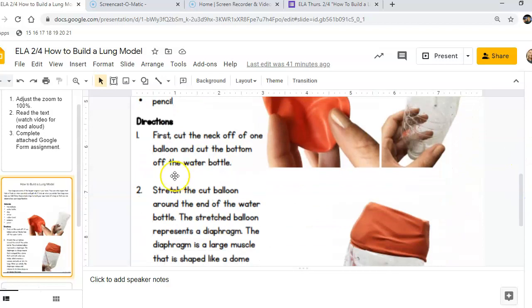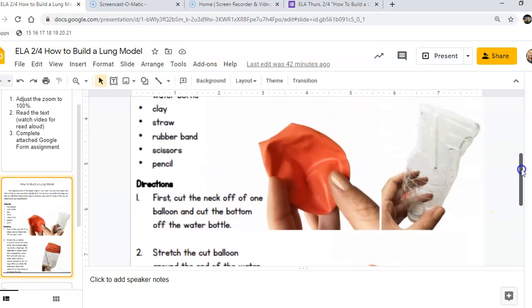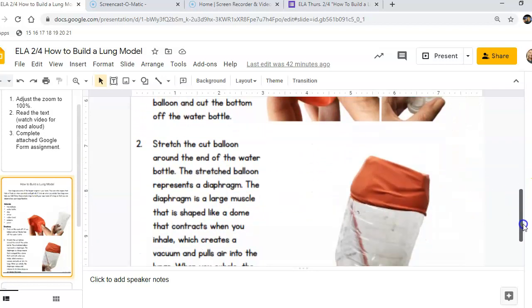And you can see here that the steps are numbered. So if you haven't figured out the text structure yet of this passage, I hope that by me pointing out that this has directions which are numbered to let you know the steps, that'll help you get to the text structure. All right, first, cut the neck off of one balloon and cut the bottom of the water bottle. Step 2. And they do show you in the pictures what this all should look like.